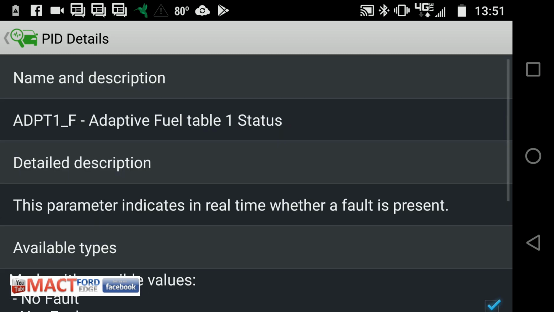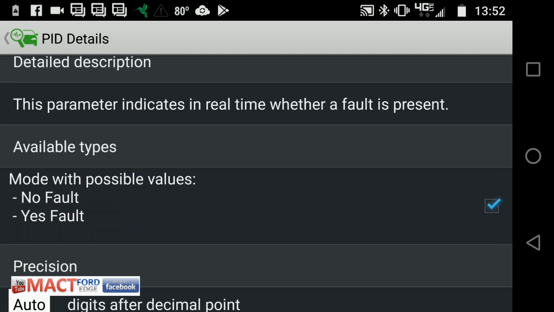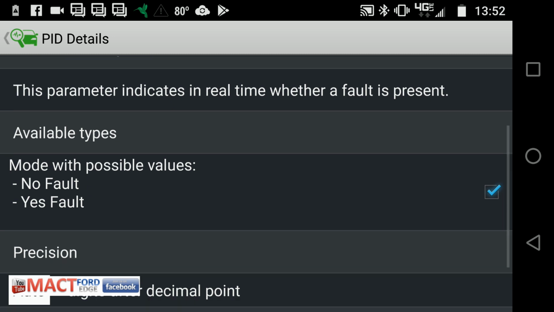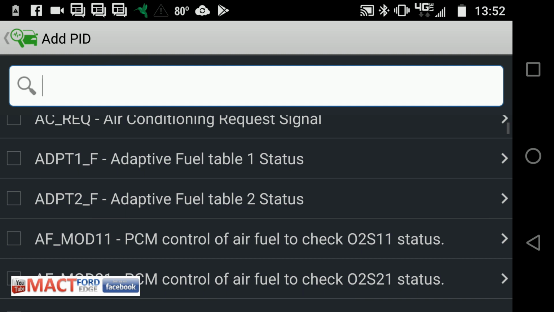Now, adaptive fuel table status, ADPT1 underline F. Detailed description: this parameter indicates in real time whether a fault is present. So essentially not really too useful to you because you'll have a light on your dash, but it's either no fault or a yes fault, and that's all you're going to get out of that one.